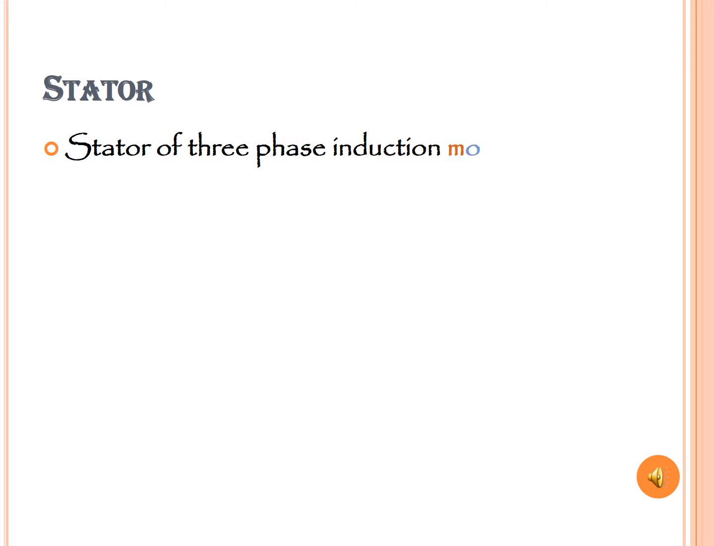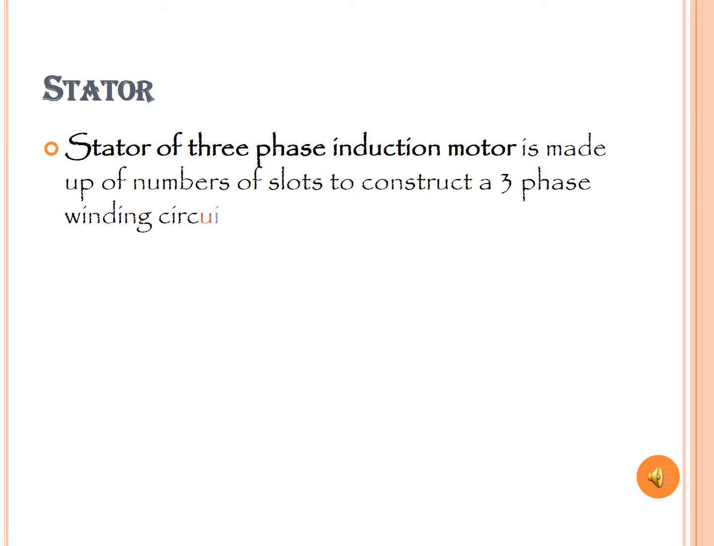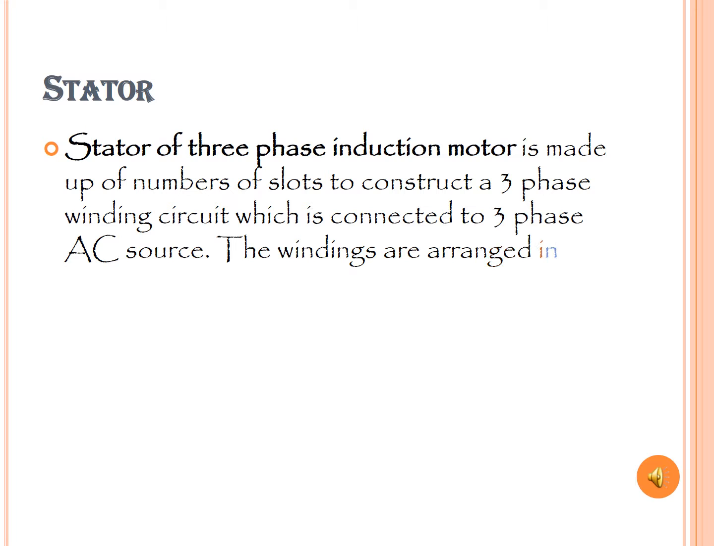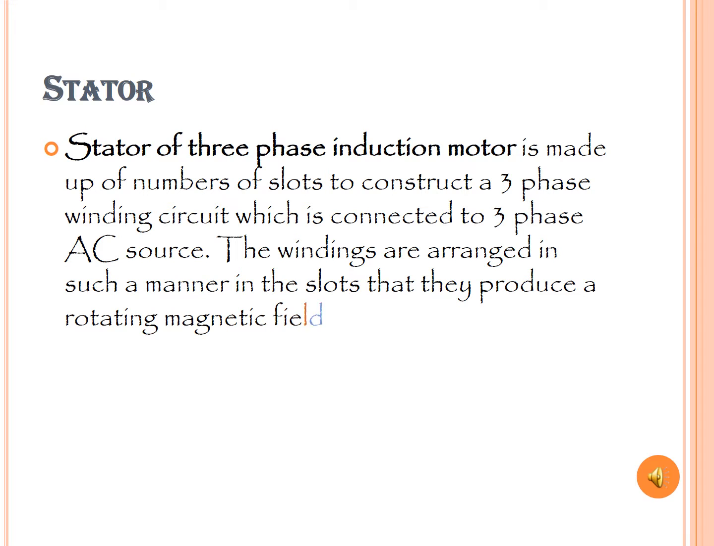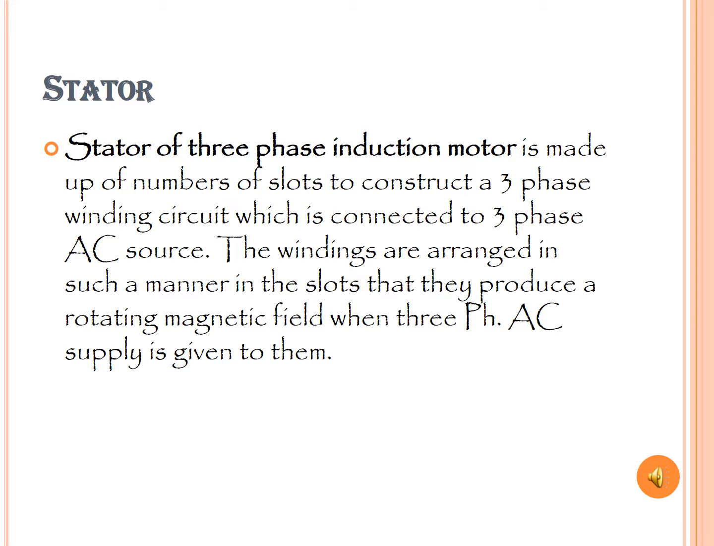The stator of a three-phase induction motor is made up of a number of slots to construct a three-phase winding circuit, which is connected to a three-phase AC source. The windings are arranged in such a manner in the slots that they produce a rotating magnetic field when a three-phase AC supply is given to them.